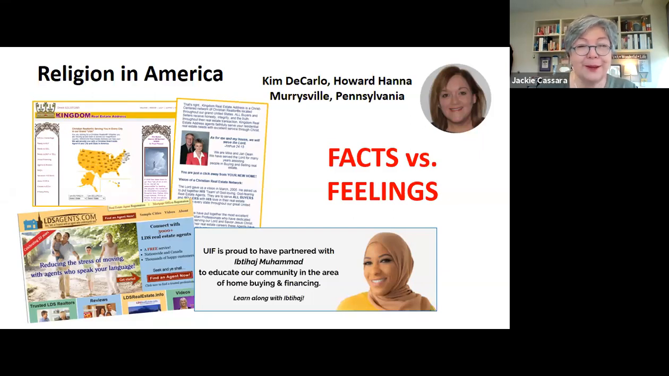And the question becomes, can you really separate who you are and what you believe from your business practice? And can we pivot in the things that are perhaps deeply felt and deeply held beliefs to make sure that all people are serviced properly? I believe that we can. I think it takes some work.